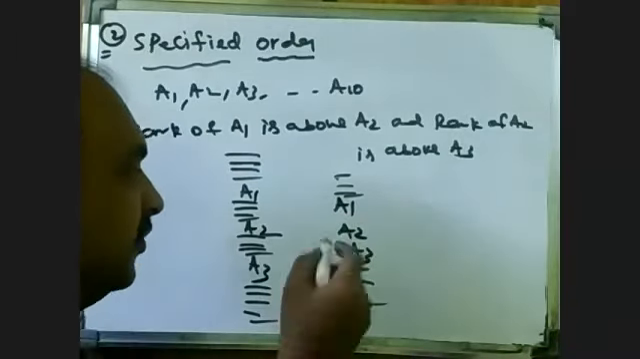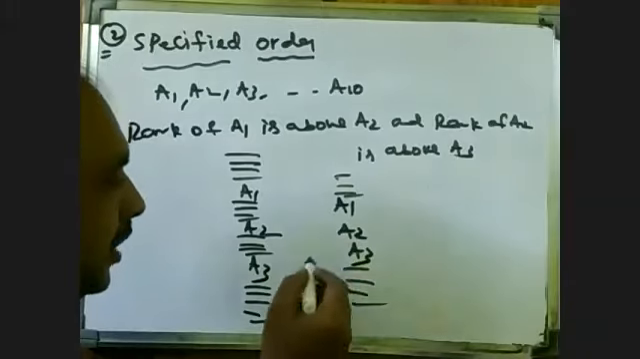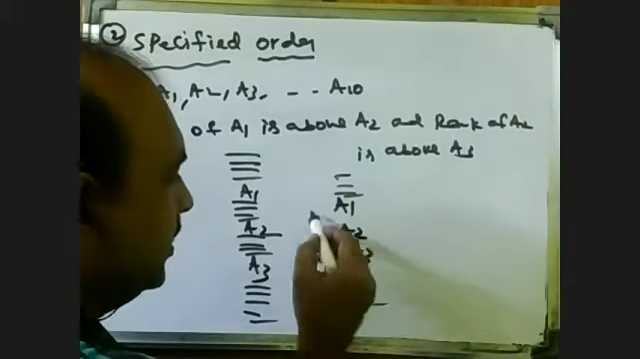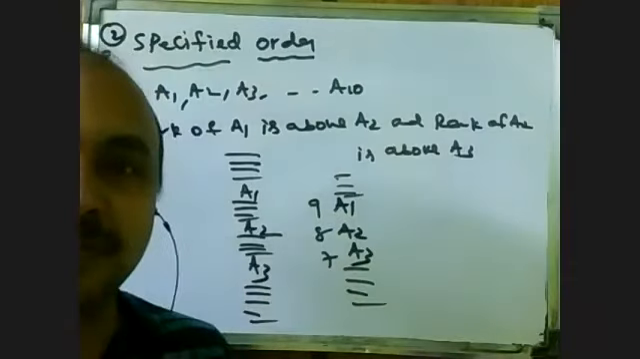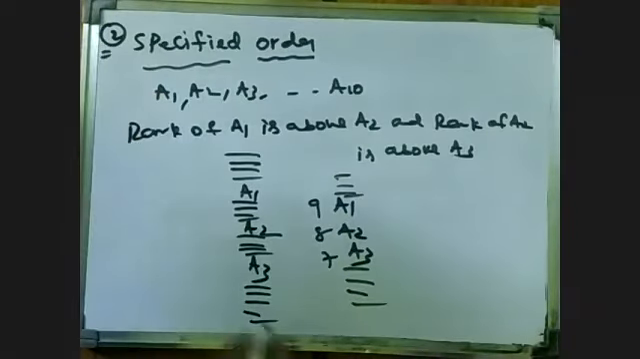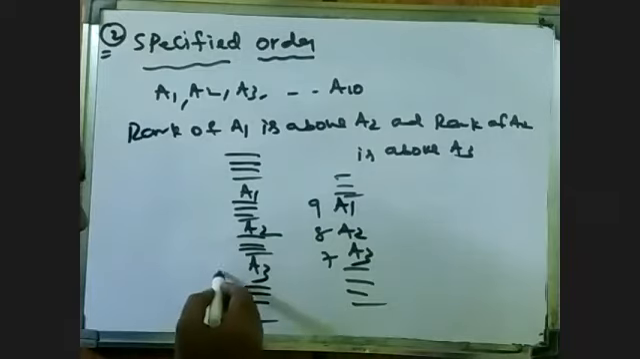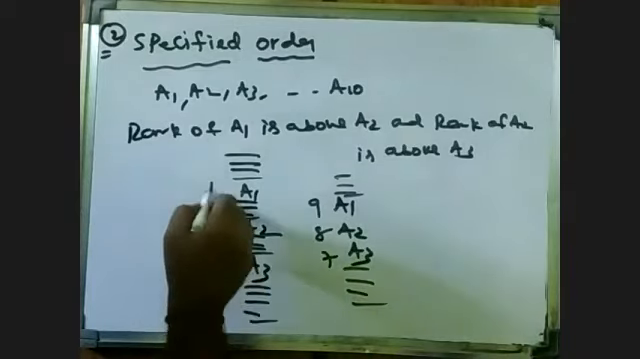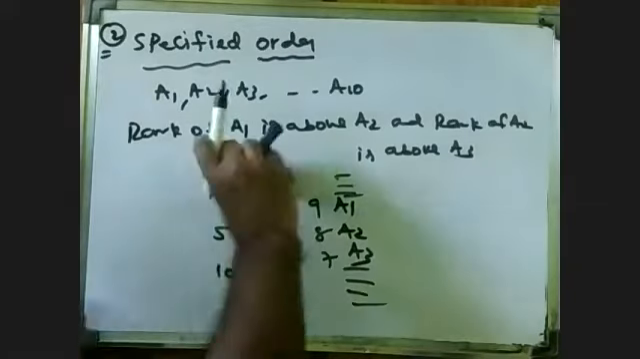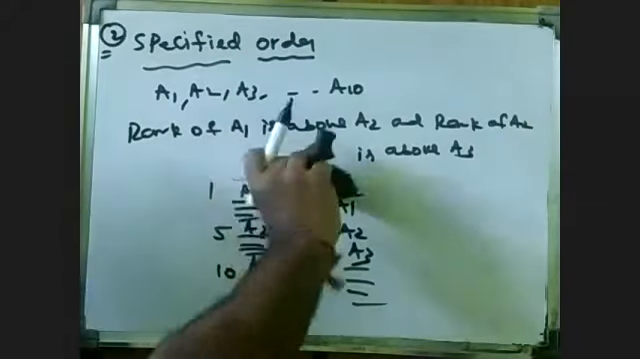Suppose you have 7th rank, 8th rank, 9th rank. Consecutive ranks may also be there. Later, if you have this as 10, this as 5, this as 1, there is no more before A1. No more.